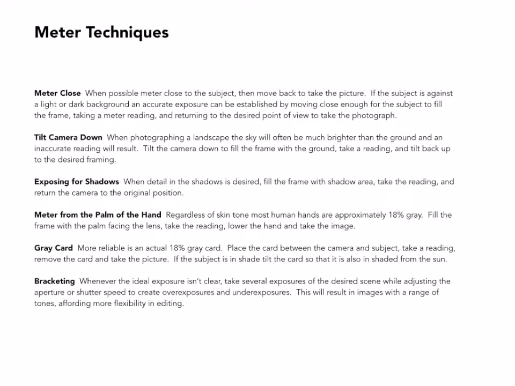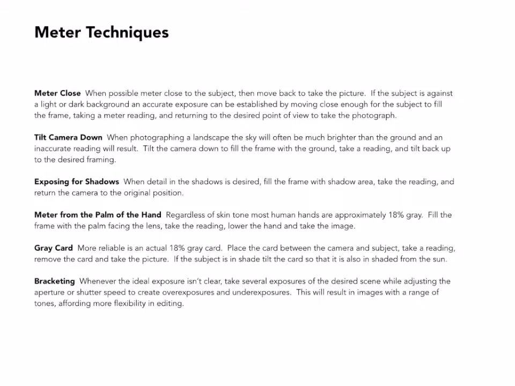Metering techniques. Meter close. When possible, meter close to the subject, then move back to take the picture. If the subject is against a light or dark background, an accurate exposure can be established by moving close enough to the subject to fill the frame, taking a meter reading, and returning to the desired point of view to take the photograph. This is especially true in interiors, as many of you may have already experienced, where there's a great disparity in light between the windows, which let in a lot of it, and an interior that may be much darker.